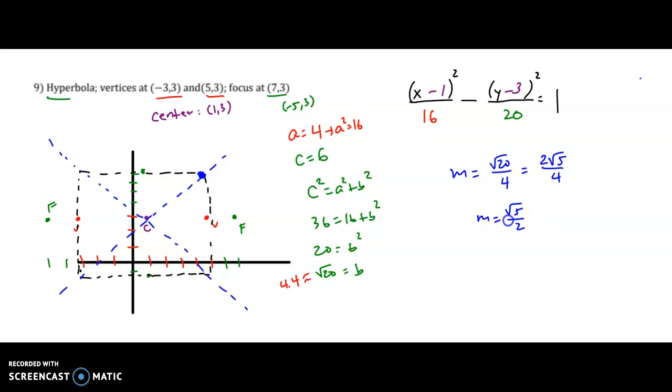When we write the equation of the asymptotes, remember we're going to use the center as x1, y1, all right? So the equation of the asymptotes are going to be y minus 3 is equal to plus or minus square root of 5 over 2, and then x minus 1. All right, so that's number 9.